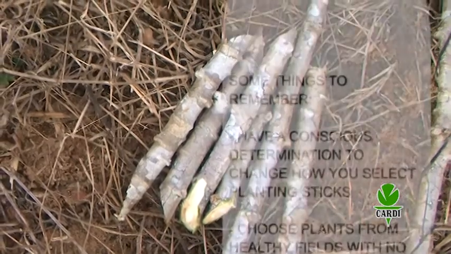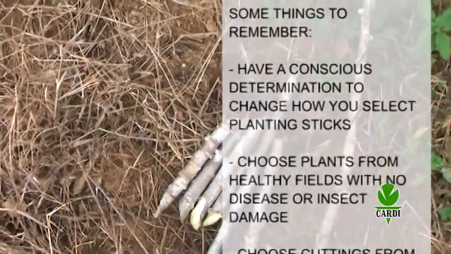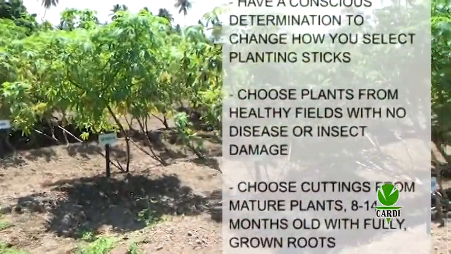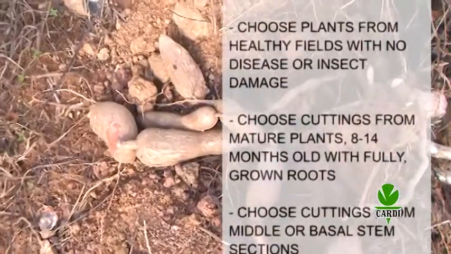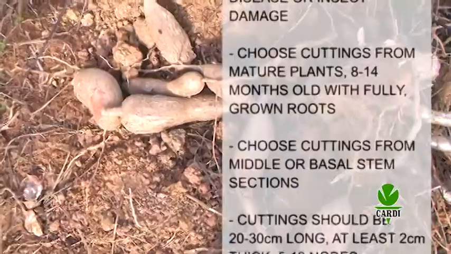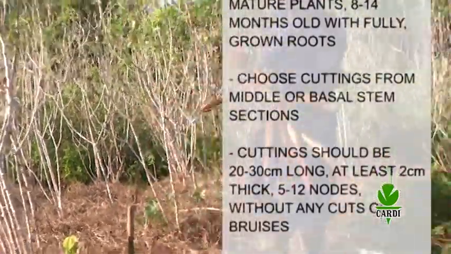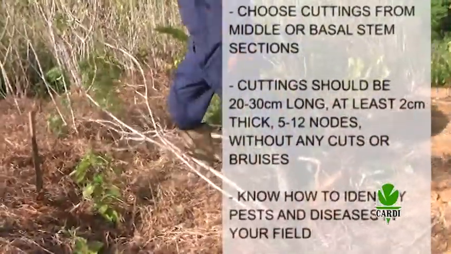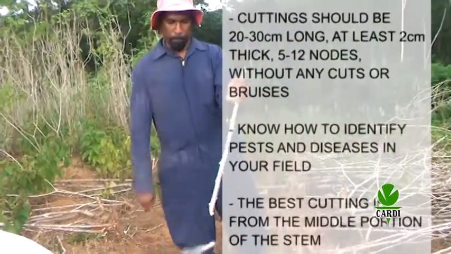To recap, here are the key points to remember. Have a conscious determination to change how you select planting sticks. Choose plants from healthy fields with no disease or insect damage. Choose cuttings from mature plants, 8 to 14 months old, with fully grown tubers. Choose cuttings from middle or basal stem sections. Cuttings should be 20 to 30 centimeters long and at least 2 centimeters thick, with 5 to 12 nodes without any cuts or bruises.